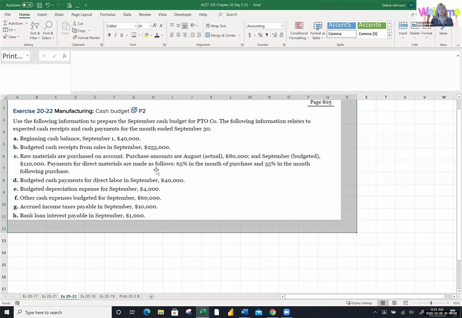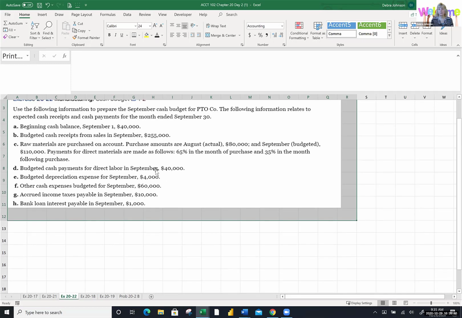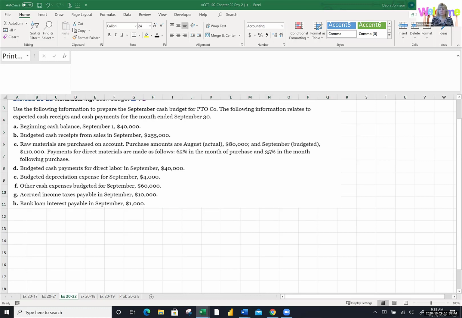This one says use the following information to prepare the September cash budget. They give us a bunch of information relating to cash receipts and cash payments, and our goal is to project out the ending cash. This one's a little bit different in that they give us, I don't know, 8 or 9 circumstances here. If it makes cash go up, we'll add it, and if it makes cash go down, we'll deduct it. There will be a few curveballs in here.